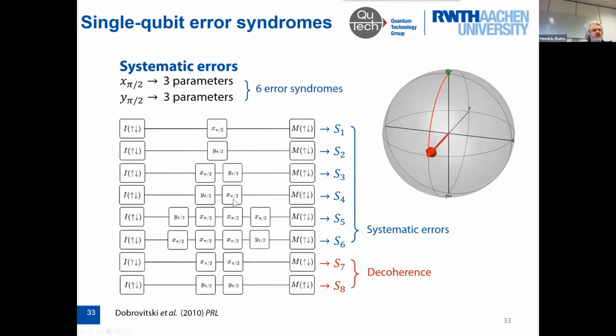So here's an example of the syndromes that are taken, and I will not go through all of them, but first of all, there are 6 of them, since for 2 pulses, one has 3 systematic errors, each of them with 3 parameters. And some of them are easy to understand.